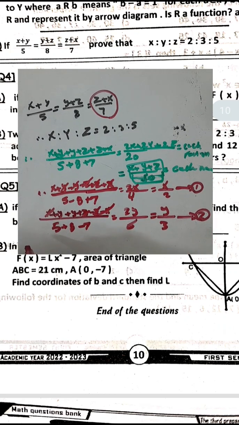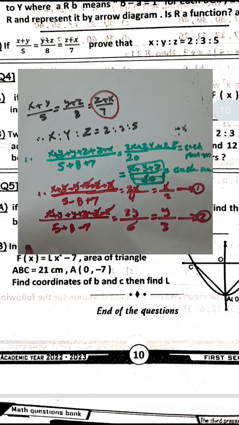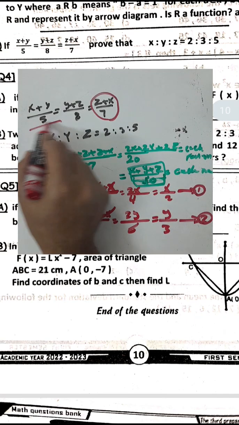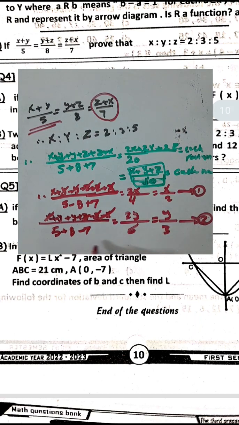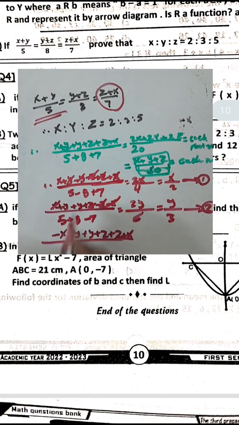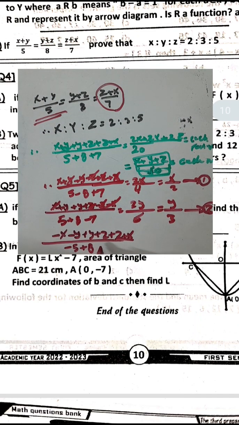And what about relation number 3? We can cancel x and y by multiplying this ratio by -1 and adding the result to the second and third. Then we can multiply this ratio. It will be -x minus y plus z plus x over -5 plus 8 plus 7. We can cancel -x by x and -y by y.